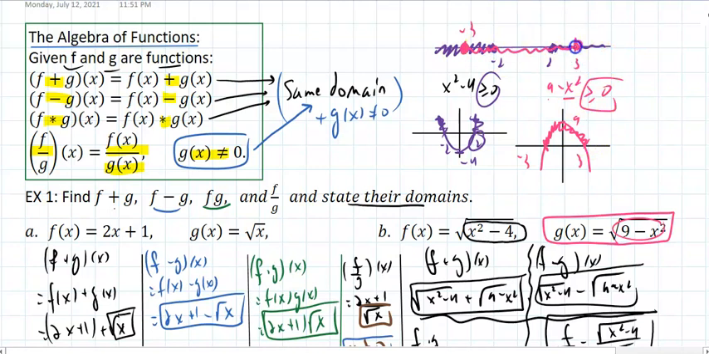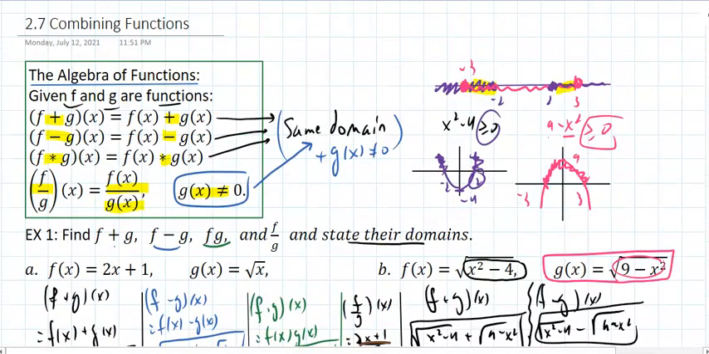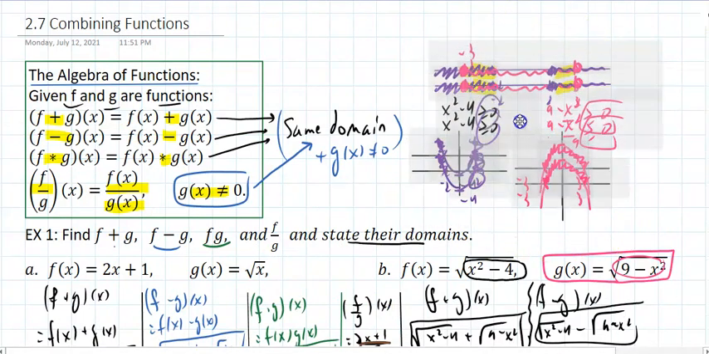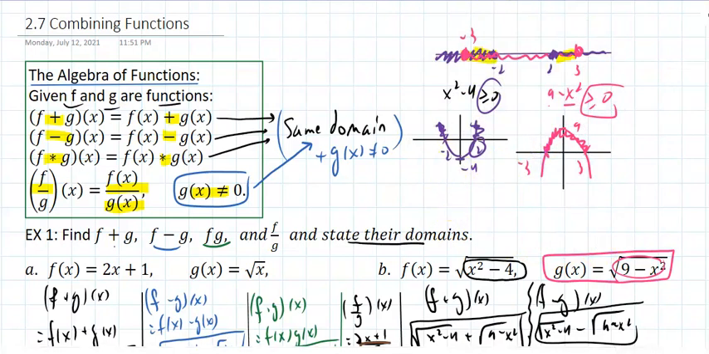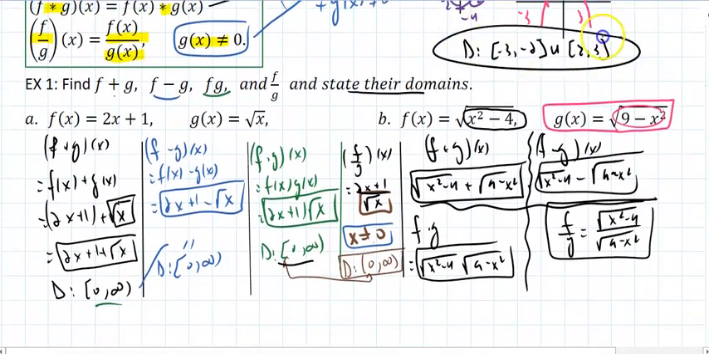And anytime you have multiple domains, you look for overlap. Do you see that the overlap here is negative 3 to negative 2 union with 2 to 3. And that's going to be the domain for this, for this, for this.